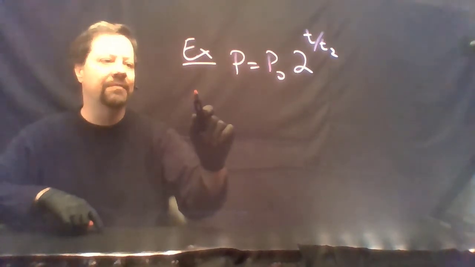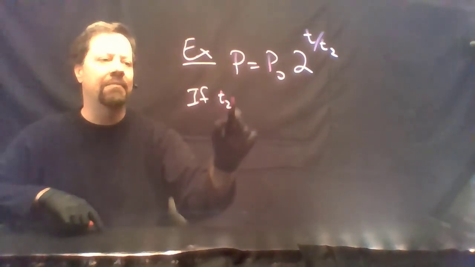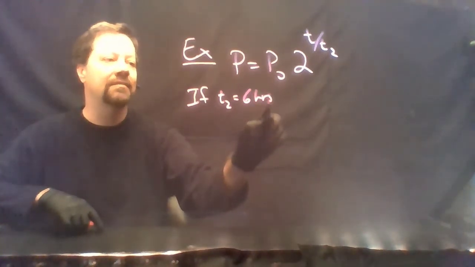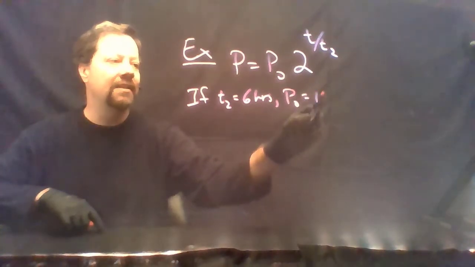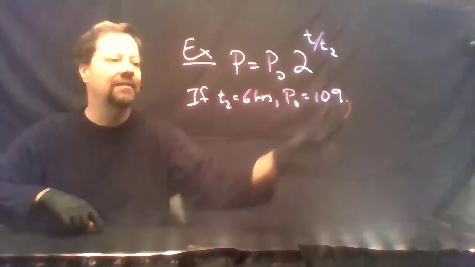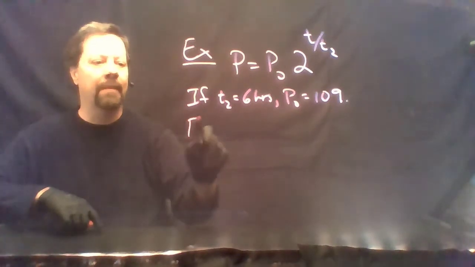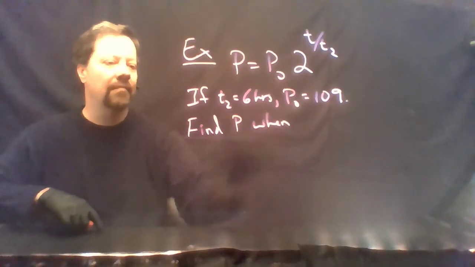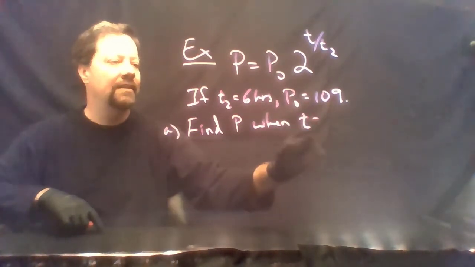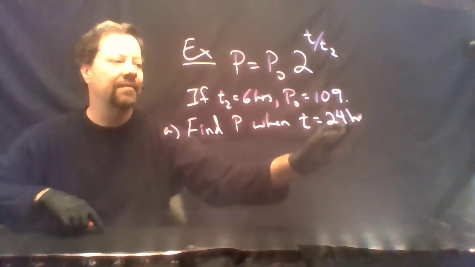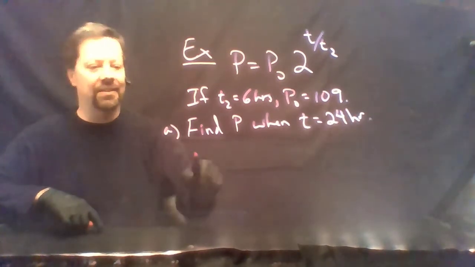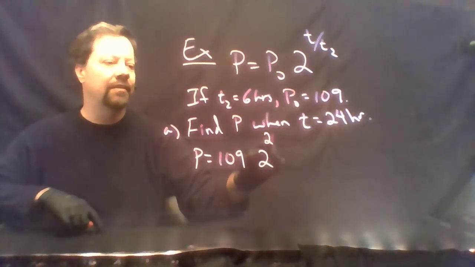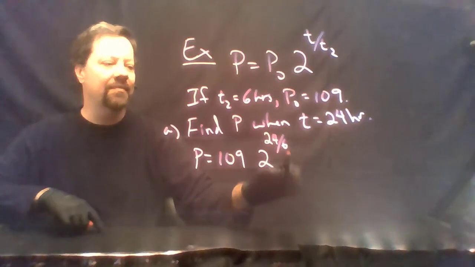So for example, if the doubling time, say for a particular bacteria, is say 6 hours, and the initial size is 109, then find P when t is equal to, say, 24 hours. The answer is 109 times 2 to the power of 24 divided by 6.